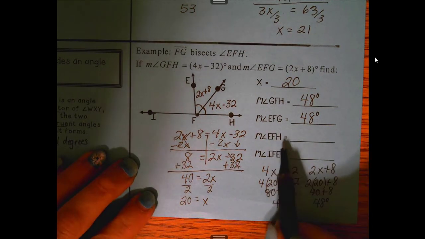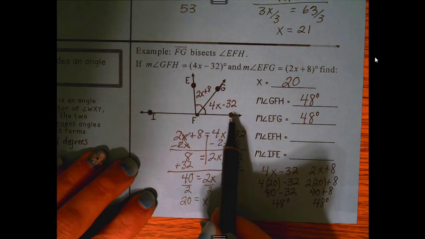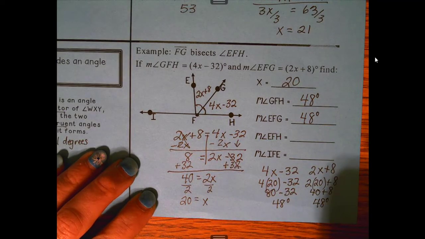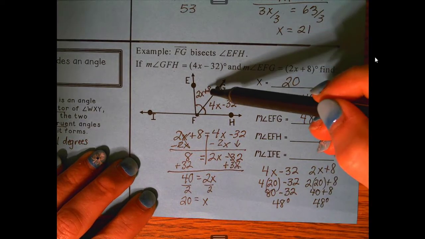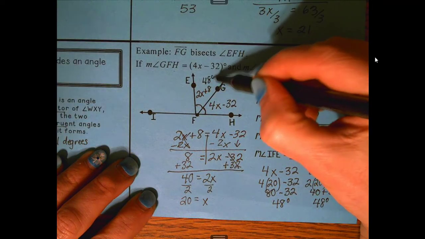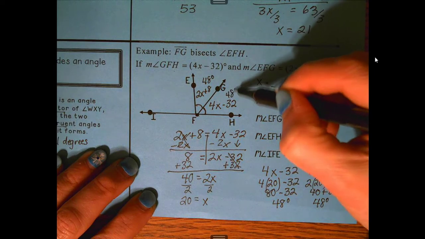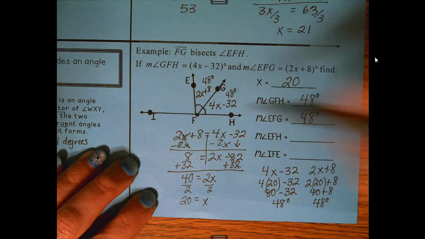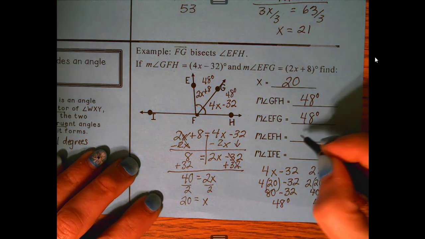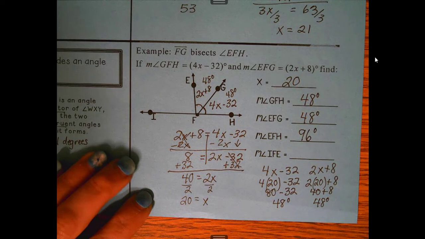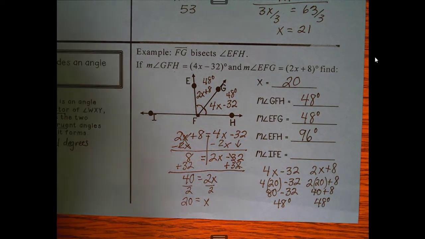Now, EFH. Okay, so now I can use my angle addition postulate. Now I know that this is 48 degrees. This one's 48 degrees. I can add those together to get EFH. And 48 plus 48 is 96 degrees. Whew, okay, I am almost done.